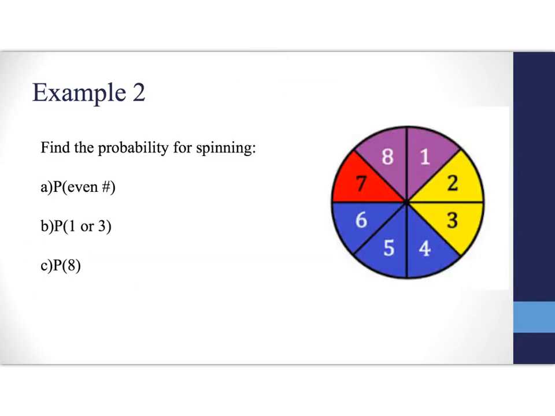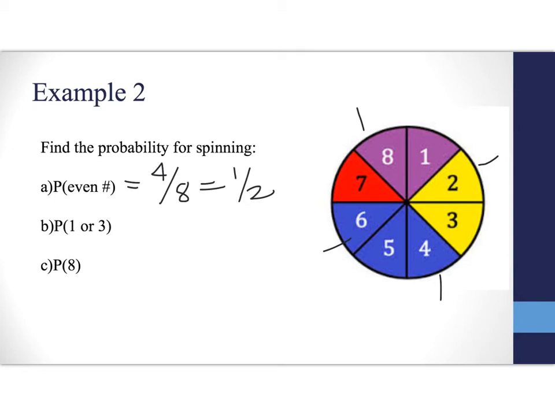For example 2, we want to find the probability for spinning, and in this case it says we're going to find the probability of spinning an even number. So when we look at this, I see that we have 1, 2, 3, 4 even numbers. So this is going to give us 4 out of a total possible, and it looks like everything's numbered in order, so there's going to be a total of 8 outcomes. And if you wanted to, you could reduce this down to 1/2. So that means 1 out of every 2 possible outcomes is going to give me an even number.